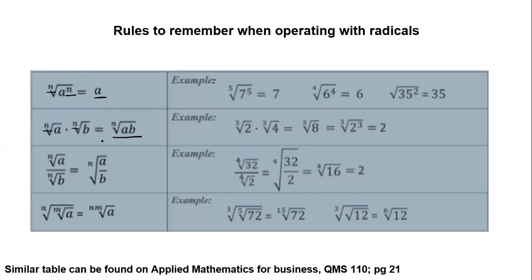The third rule is about the division of two radicals with the same index. You can combine the radicals and have a single fraction under a single radical. The last rule is about a radical inside a radical. You can multiply the indices and get one simplified radical. You can also find a similar table in your QMS110 book, page 21.